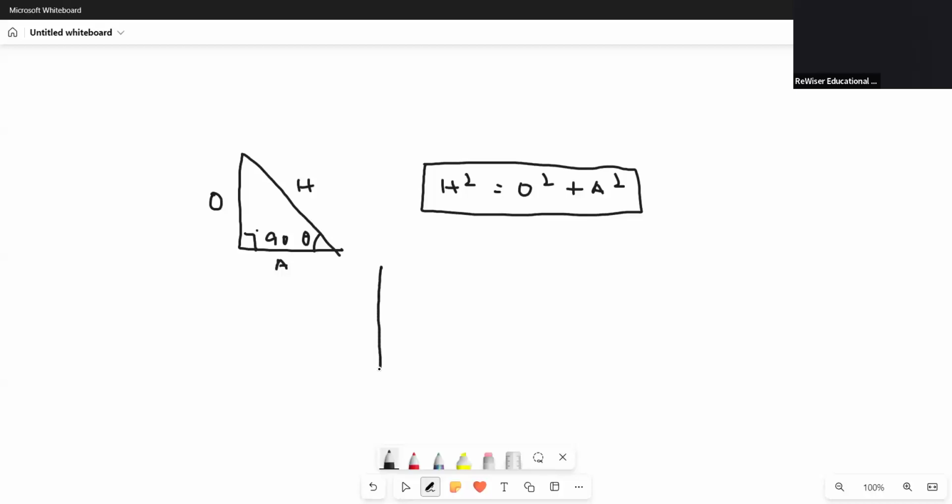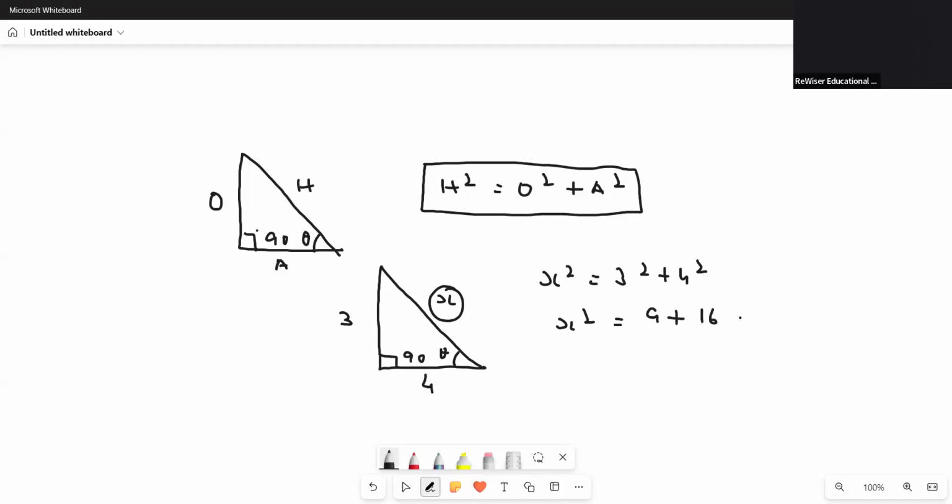Suppose I have a right angle triangle, this angle is 90 degrees, and this angle is say theta, this length is 3, this length is 4, and they ask you to find the length of the hypotenuse. We can apply the formula x square is equal to 3 square plus 4 square. So x square equals 9 plus 16, which equals 25. So the value of x has to be root under 25, which is equal to 5. So the hypotenuse that we got is equal to 5. That's a very vital application of Pythagoras theorem.